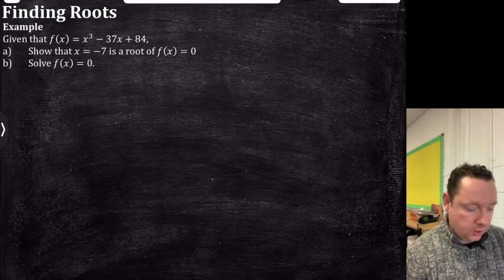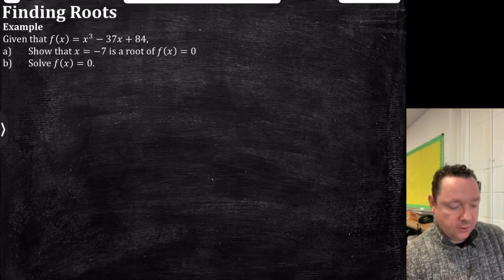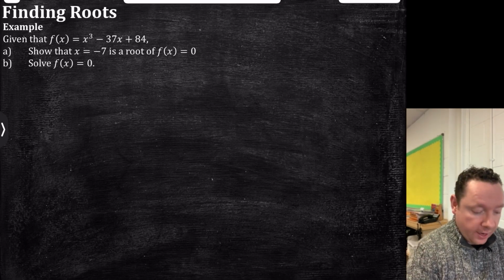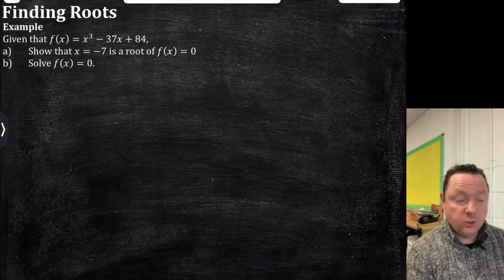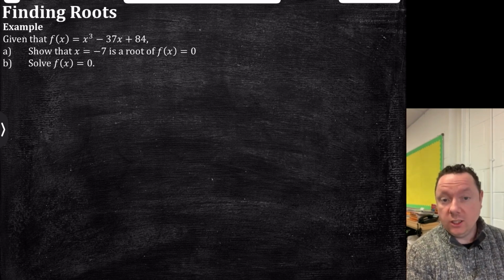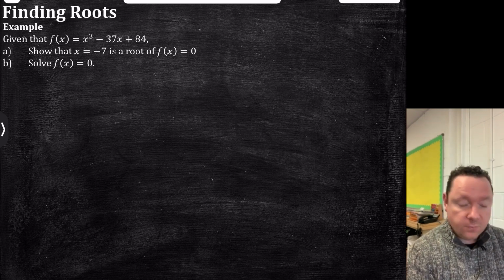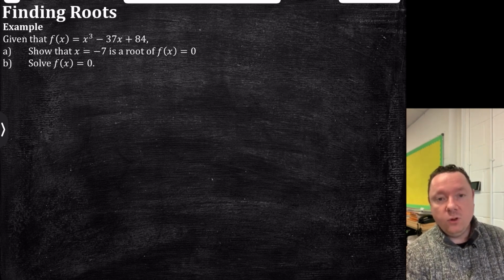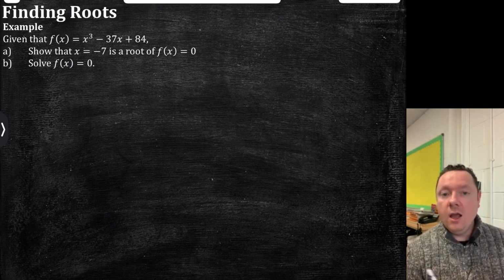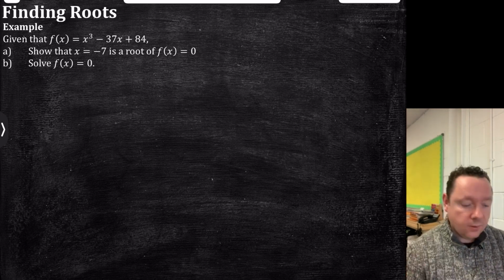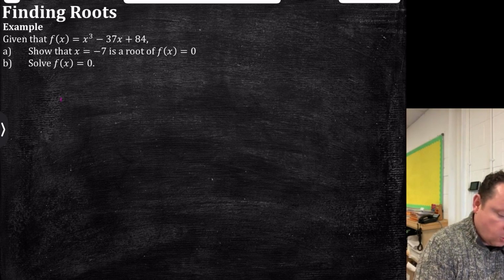So finding roots. Example, given that f of x is x cubed minus 37x plus 84, show that x equals minus 7 is a root, and therefore solve f of x equals 0. So for solving it, it just means we're solving the equation that we end up with. Now, you could sub minus 7 in directly, but I find that the only reason to ever sub in directly is to find a root initially, a small one like 1, 2, or 3, or if there's two unknowns, and then it's easier to sub in directly than it is to use synthetic division. Otherwise, I'm going to always use synthetic division because it's just much quicker.